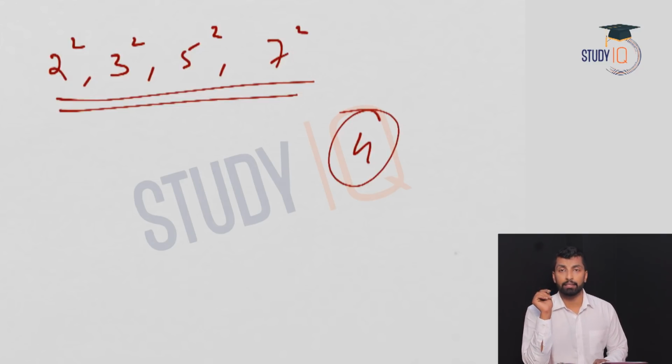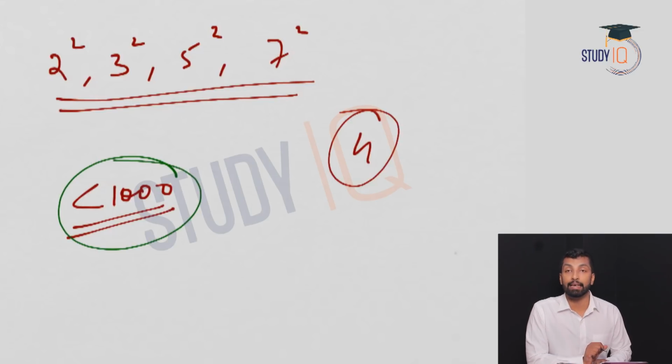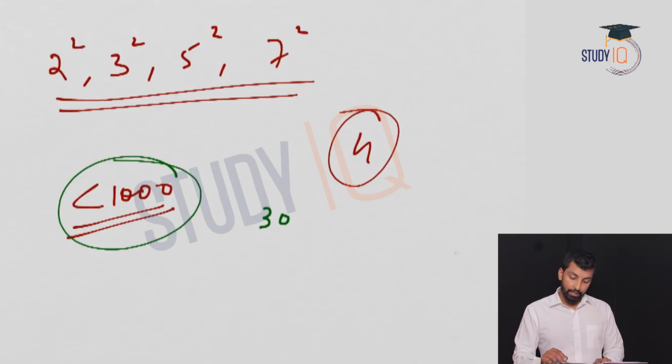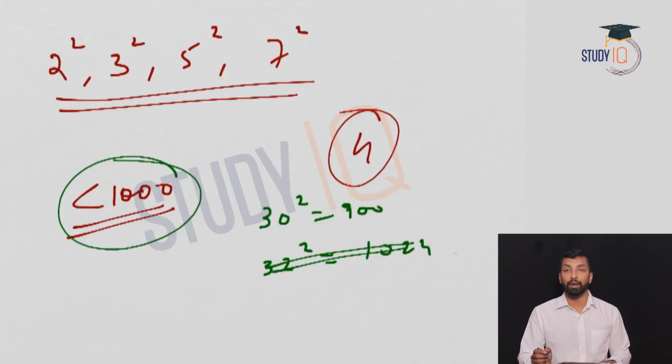What if my question is how many numbers less than 1000 have exactly 3 factors? Less than 1000, then what is your answer? This is a CAT question. So what do you need to do? You need to find the prime square numbers less than 1000. And you can do this faster because 30 squared you know is 900, 32 squared you know is 1024. So anyway, numbers less than 32 squared is what I am looking for.